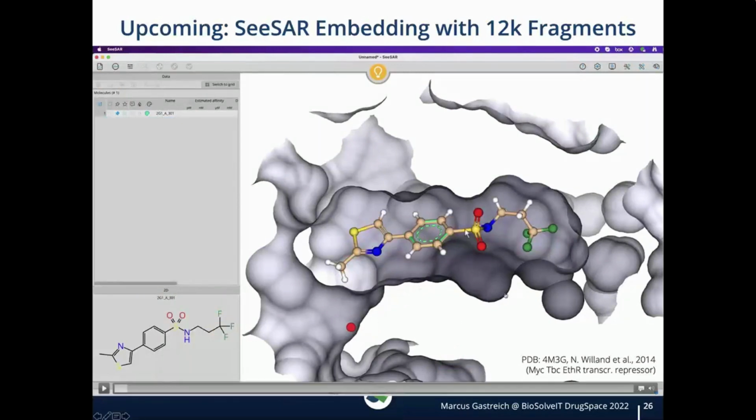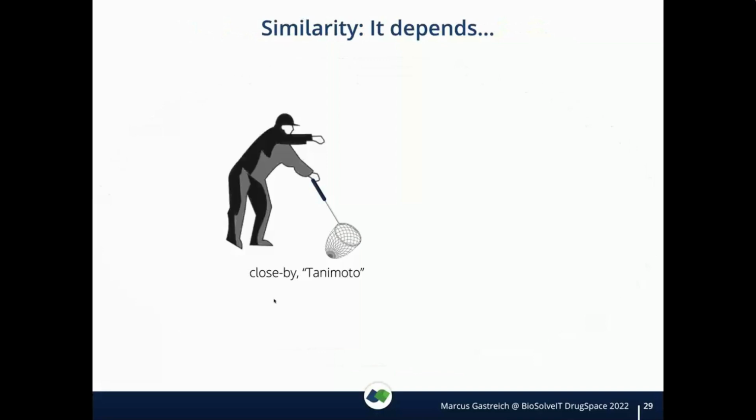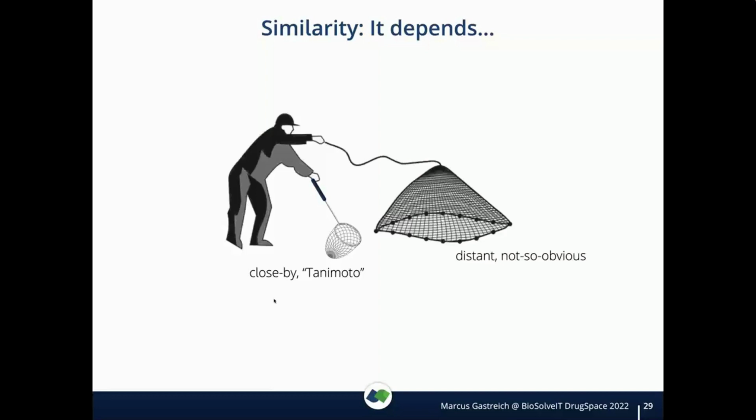Next up is the similarity area. This is a part of our armory that doesn't necessarily rely on 3D coordinates. Between similarity and similarity, there may be differences. Namely, one, for example, is a close-by Tanimoto-like similarity that many of you are used to. I compare this here with a fisherman having a net at hand to fish what is close by, as opposed to him throwing a net further away with respect to the distant and not so obvious similarities that we may be interested in. So here's an example.